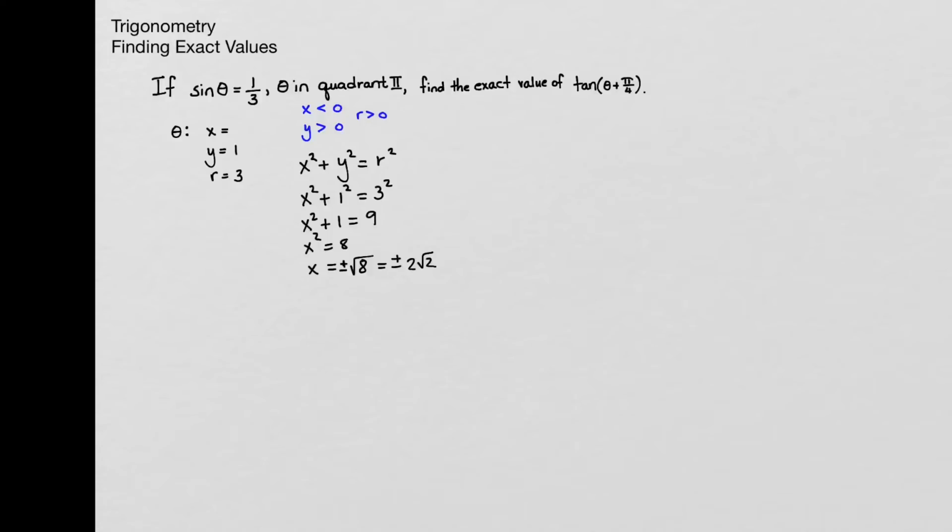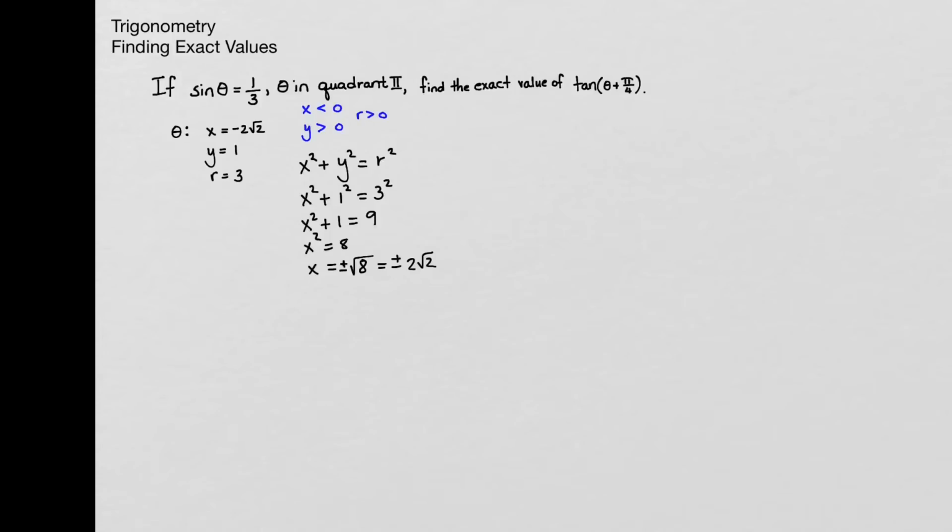So x could be positive or negative in this scenario. And what do I know? Well, we already just said x is negative. So that means that x must be negative 2 times the square root of 2. And now I'm ready to work my problem.